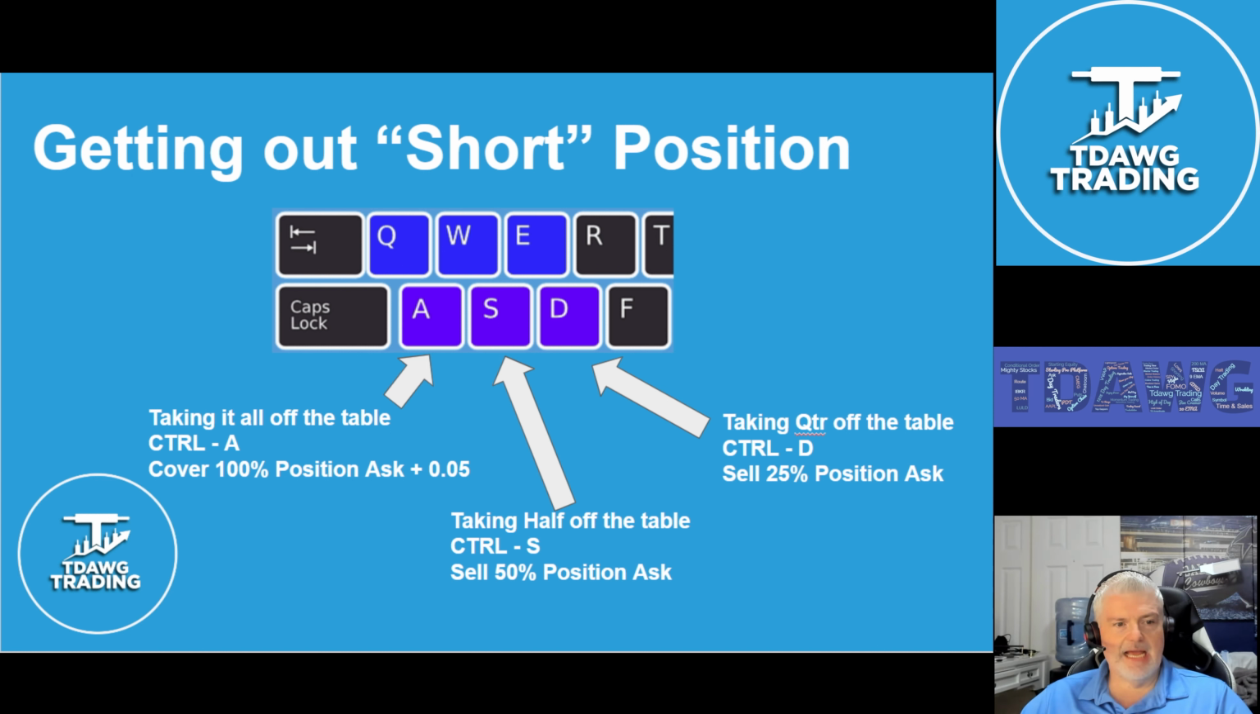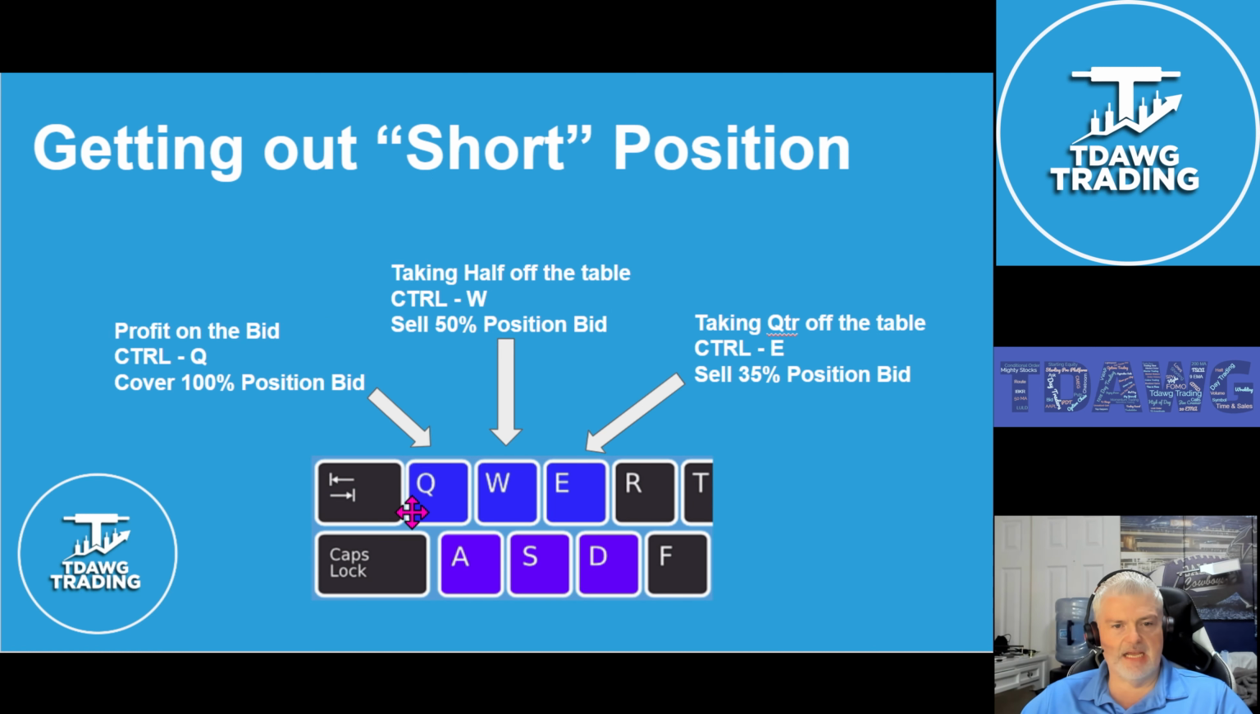As far as getting out long or getting out short in a profit taking scenario, I have Q, W, and E. Q is getting out 100% on the bid. Control W is my 50% on the bid, and then of course, just like I did long, I changed my Control E. Instead of it being 25%, it's now 35%.